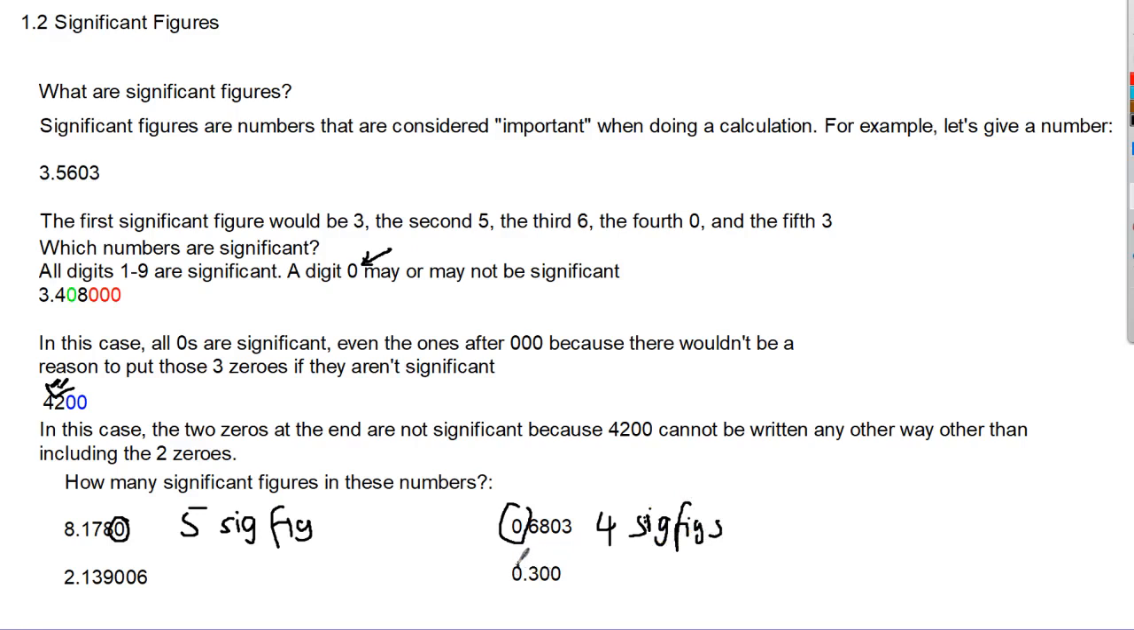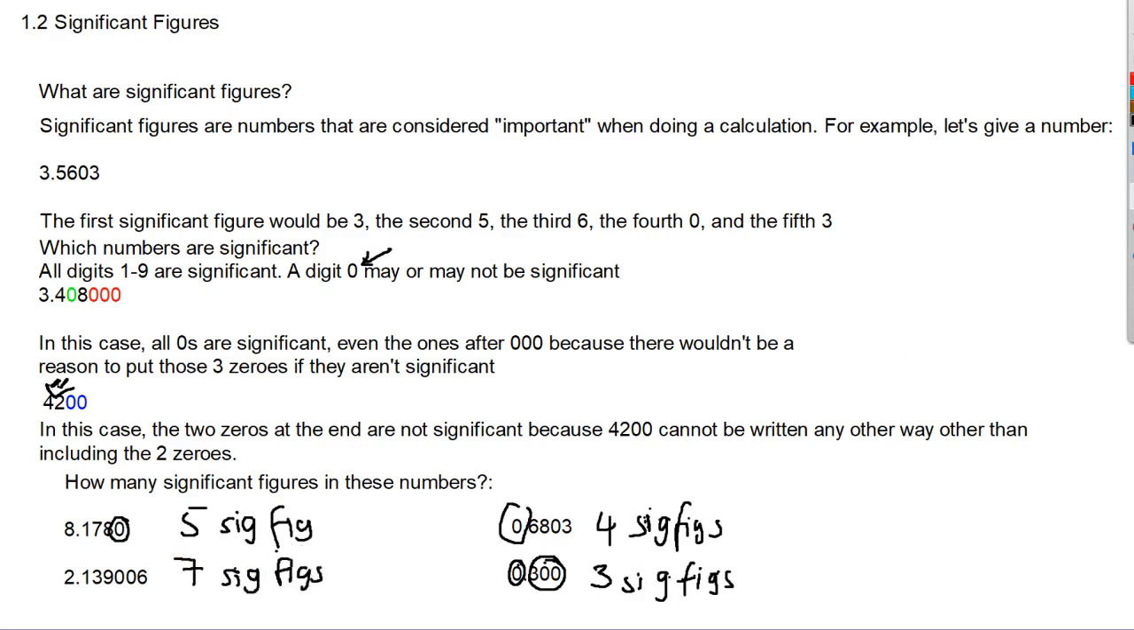0.300. The 0 in the beginning is not significant, but the 2 zeros at the end are significant, because there's no reason why you would place the 2 zeros at the end if they're not significant. So 3 sig figs. And then 2.139006, they're all significant because of the zeros before the 6. If you write 2.1396, it's not equal to 2.139006. So 7 sig figs.